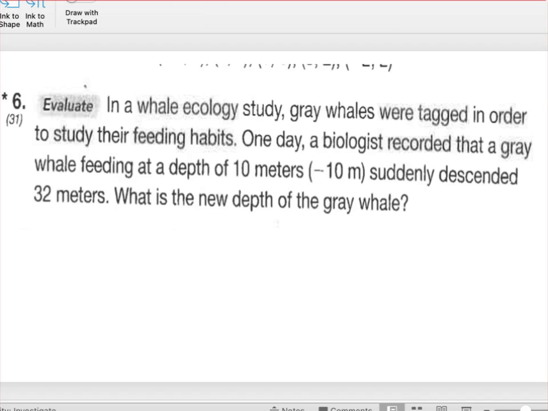In a whale ecology study, gray whales were tagged in order to study their feeding habits. One day, a biologist recorded that a gray whale was feeding at a depth of 10 meters. So depth is below the surface of the water, so we'll say -10 meters. Suddenly descended, which means he's going down, descended another 32 meters. Okay, so what is the new depth of the gray whale?